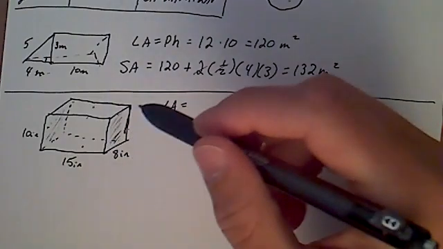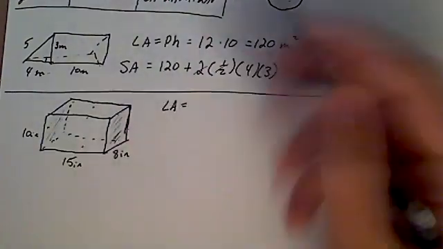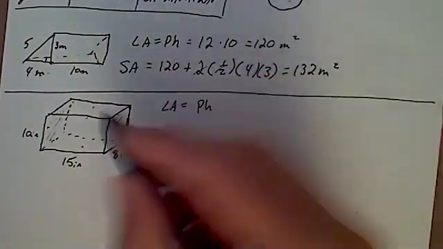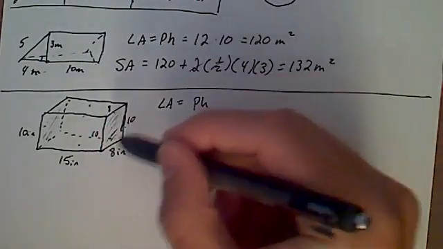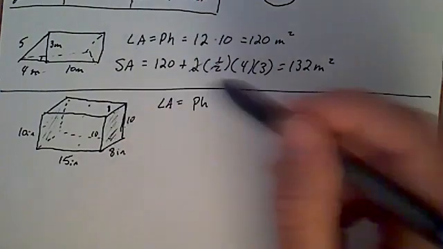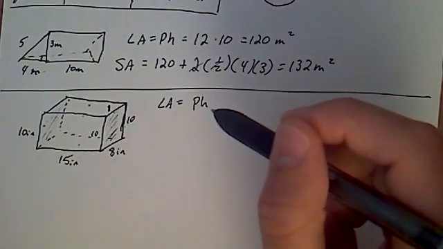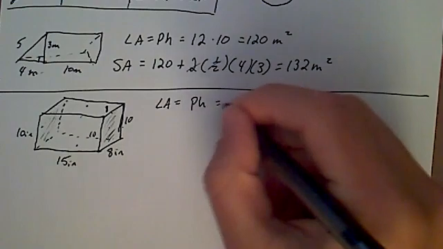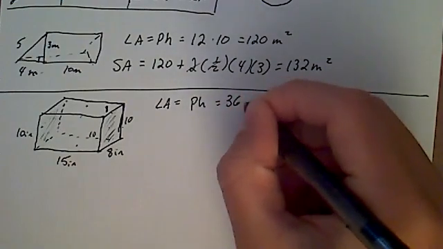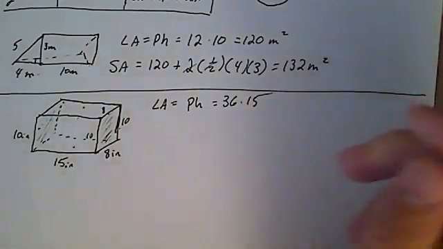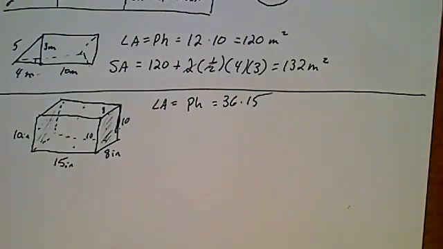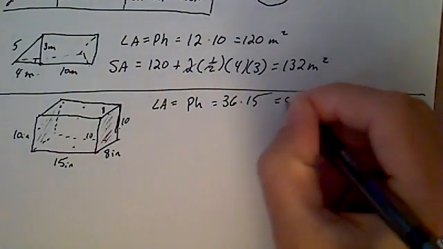So what is our perimeter? Well, this side is 10, this is 10, this is 8. So the perimeter of the base is 10 plus 10 plus 8 plus 8, which is 36. And the height is 15. 36 times 15 is 540.